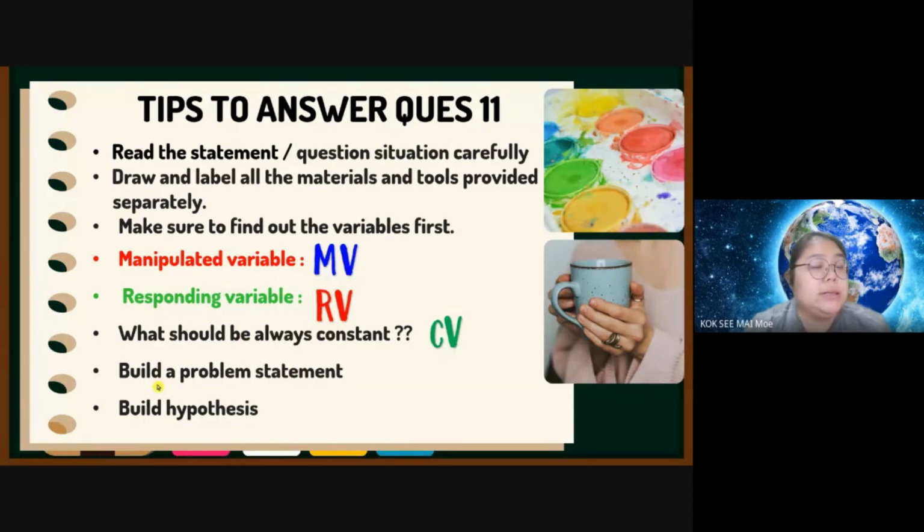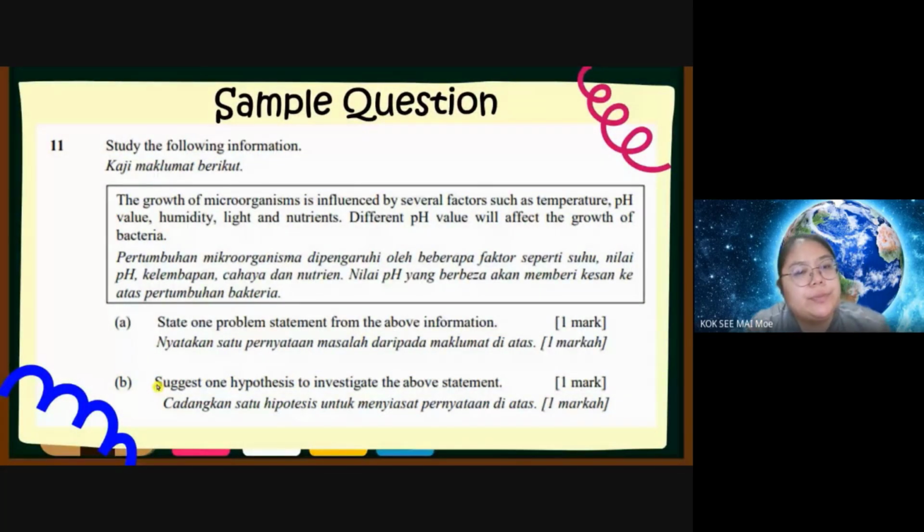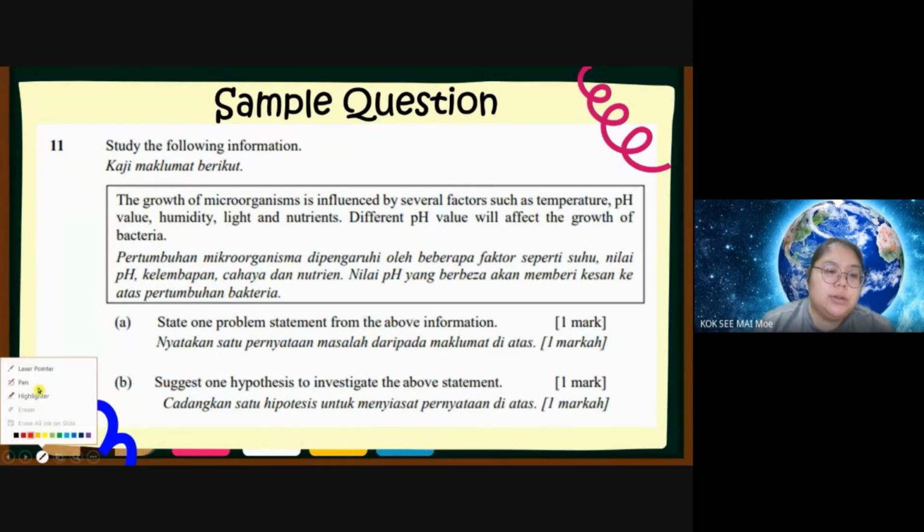This one question, what is a problem statement? After that, you need to build a hypothesis. Okay, now we're going to see how to build the problem statement, how to build the hypothesis. Okay, sample question like this. Example question 11. Now they show you the growth of the microorganism is influenced by several factors, such as temperature, pH value, humidity, light, and nutrients.